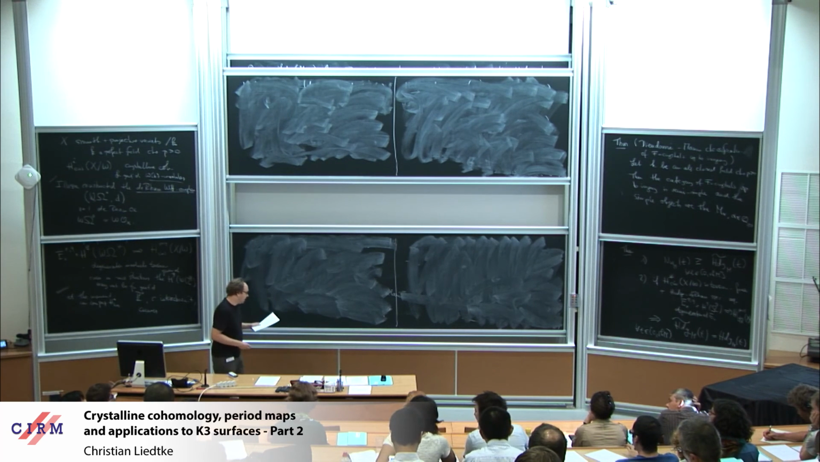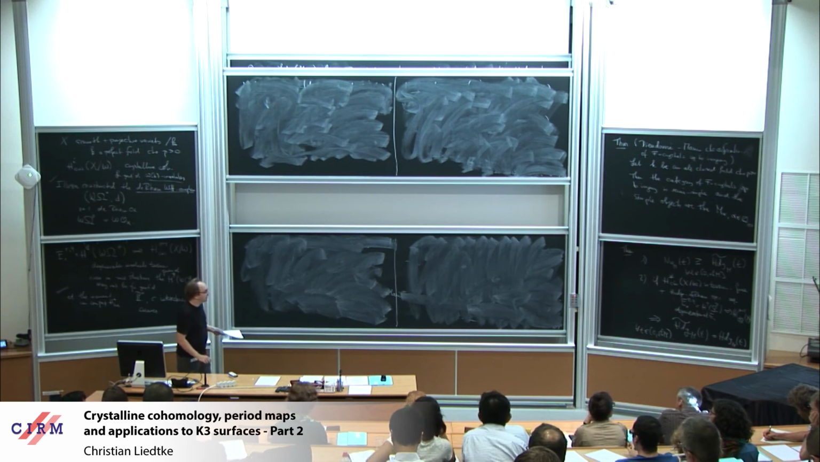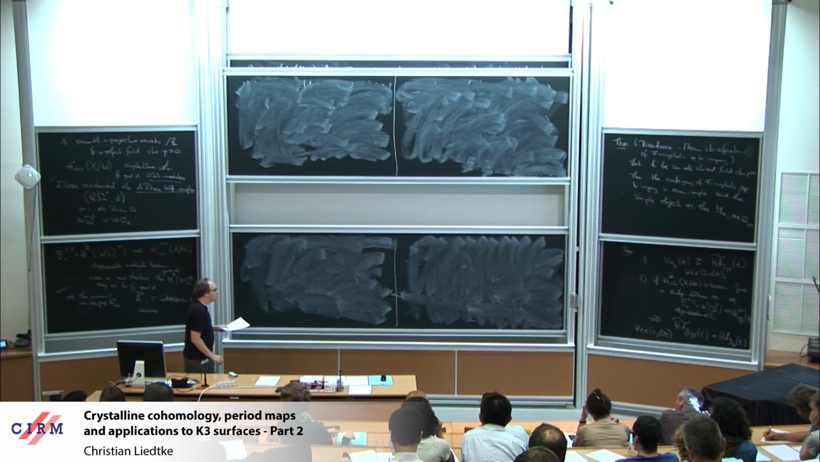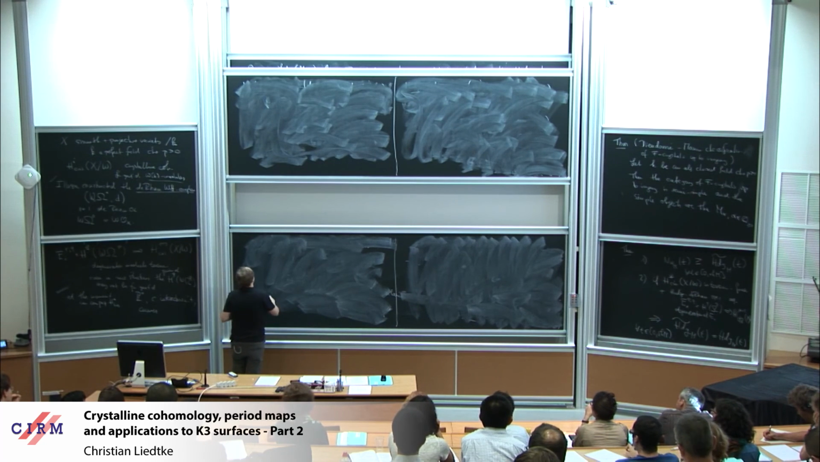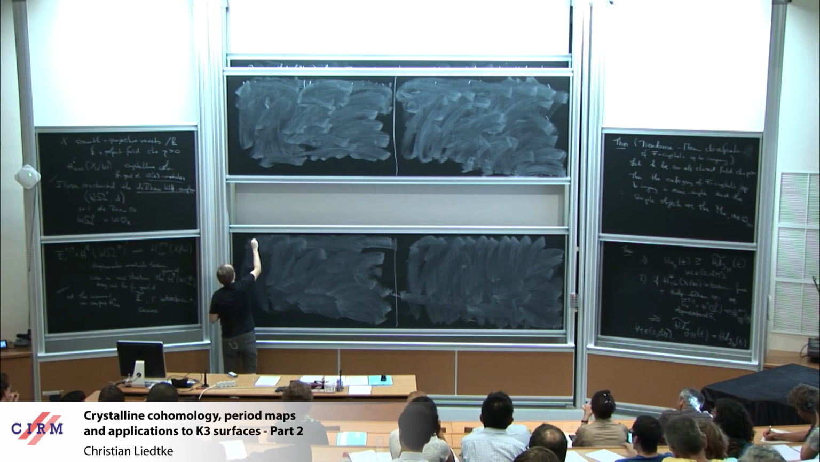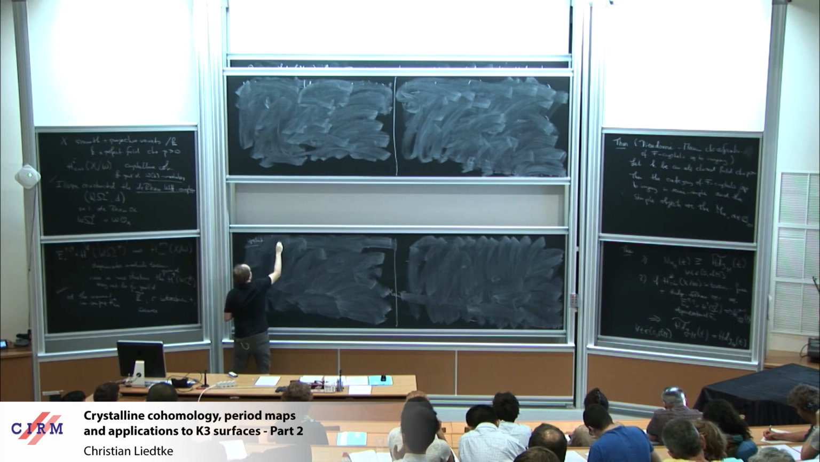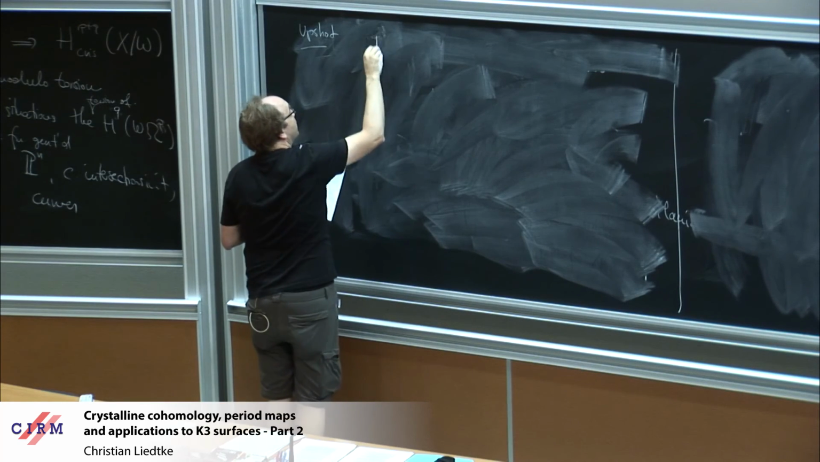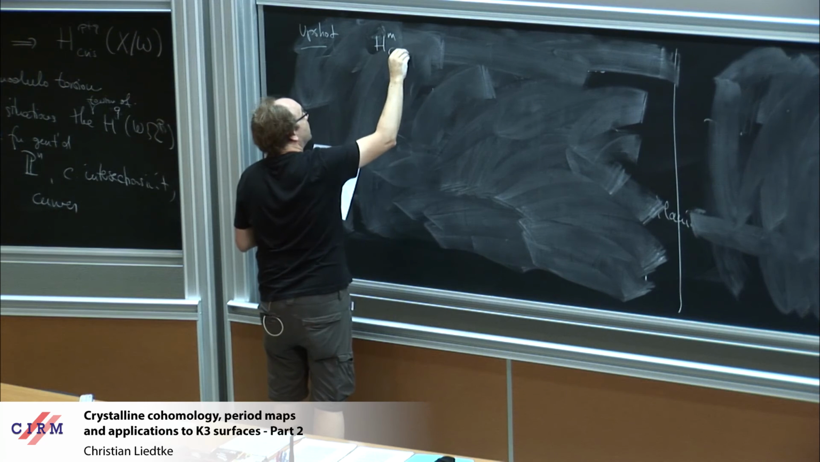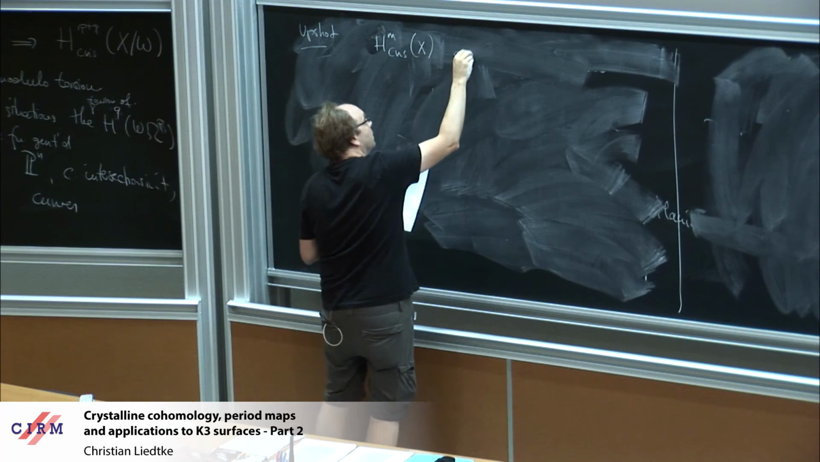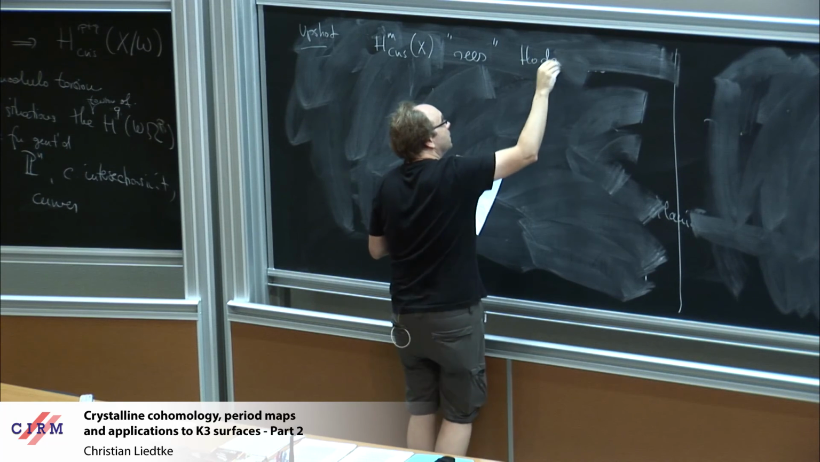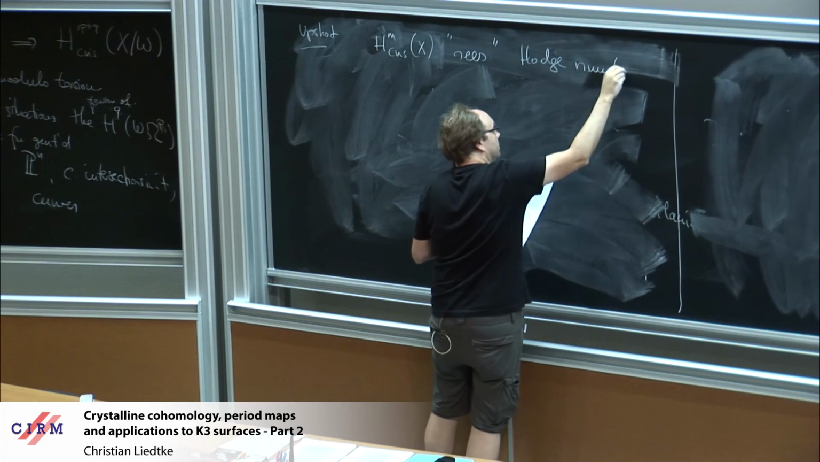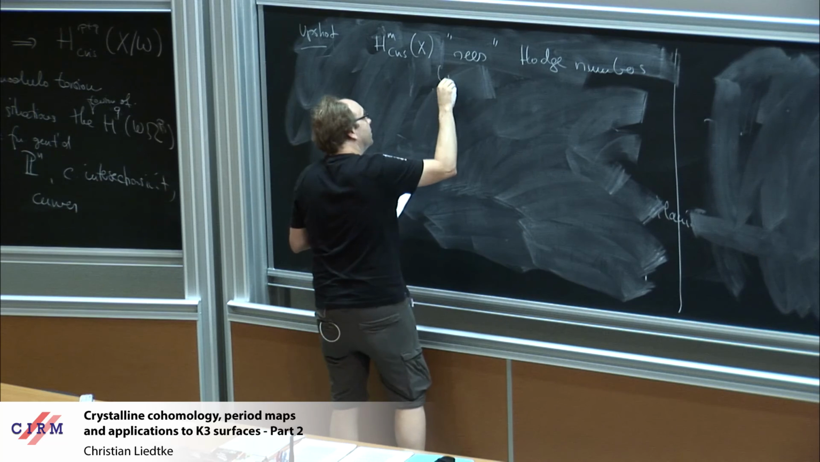So the upshot is that if X is a nice variety, then the F-crystal sees the Hodge numbers, and we have this other invariant. So the upshot: F sees Hodge numbers in nice situations.